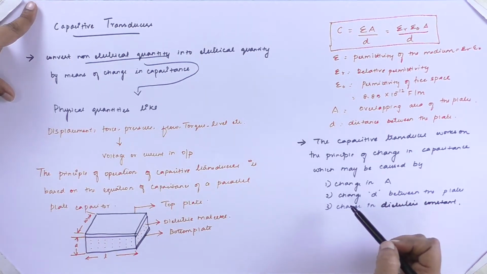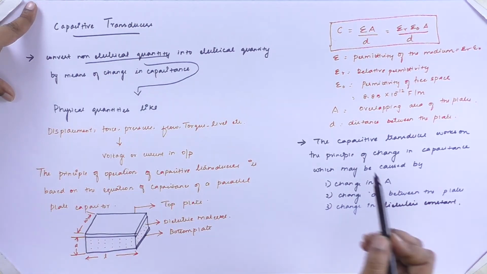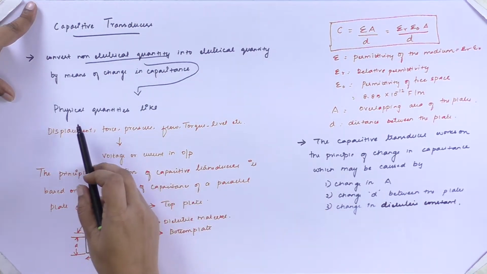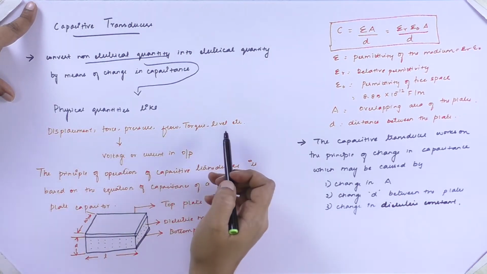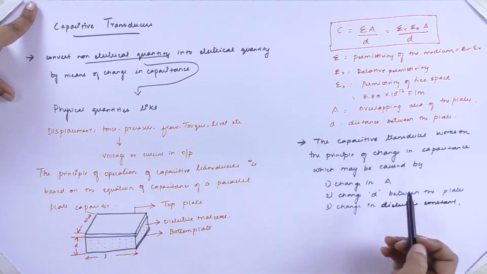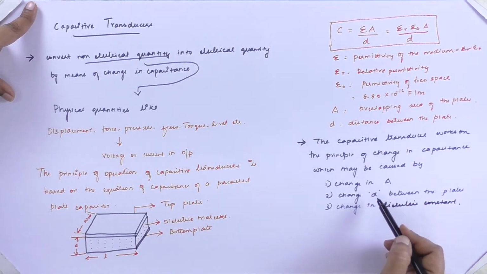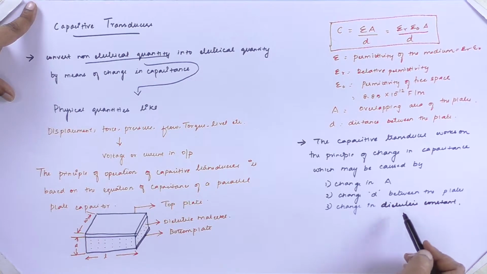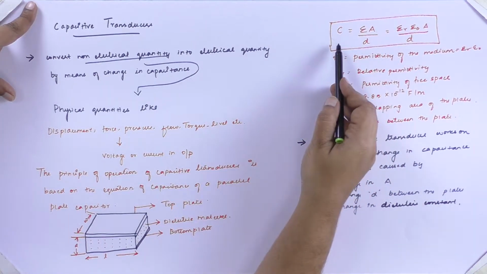This change in area, distance and dielectric constant is done by the physical variables like displacement, force, pressure, level, etc., which will change the value of the capacitance. That is, they change the area, distance and dielectric medium in the capacitor, so that the value of the capacitor changes, which in turn is converted into electrical output.